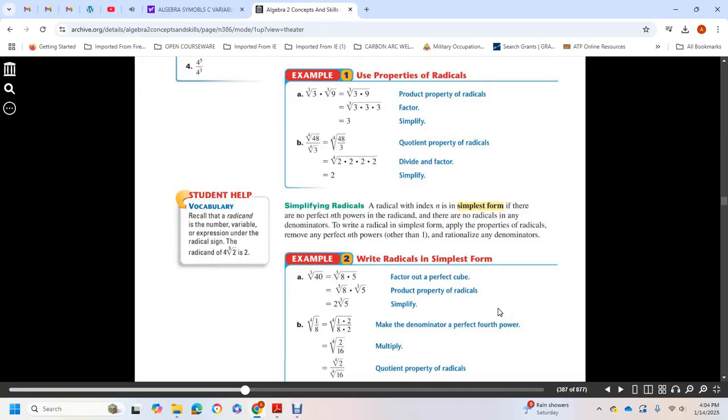Simplifying radicals. A radical with index n is in simplest form when there are no perfect nth powers in the radicand. There are no radicals in any denominators.